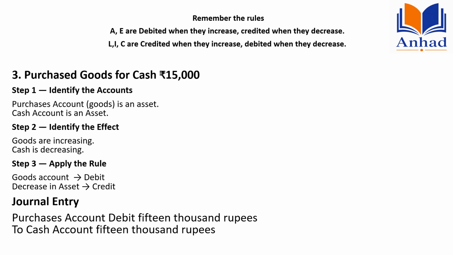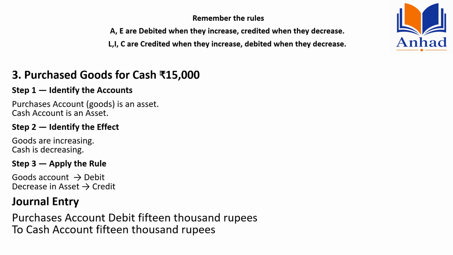Step 3. Apply the rule. An increase in goods or purchase or assets account is debited. A decrease in cash or asset is credited. Journal entry. Purchases account debit 15,000 rupees, to cash account 15,000 rupees.